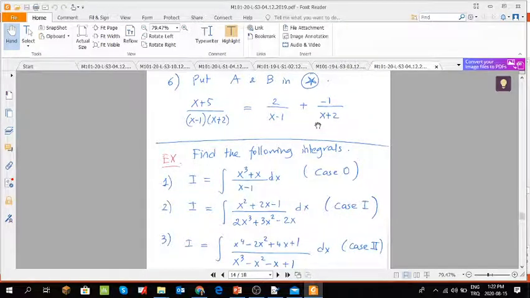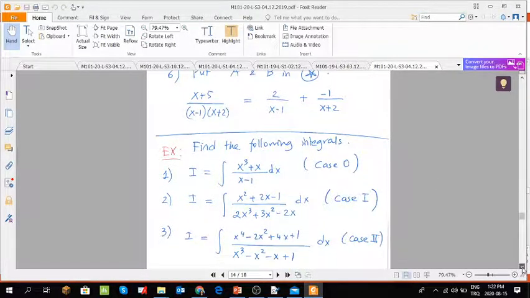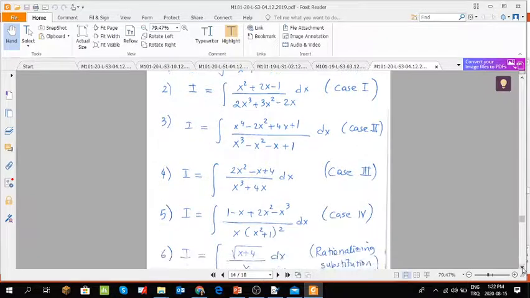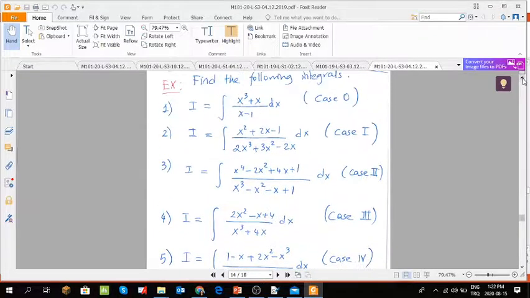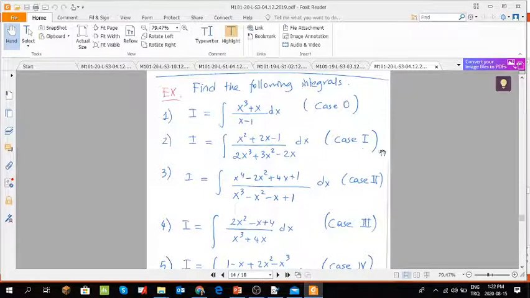Okay. So let's do the next 3, I think 3 or 5, 6 examples. Yeah, 6 examples. The first example. So I divided them into cases. I call them cases.